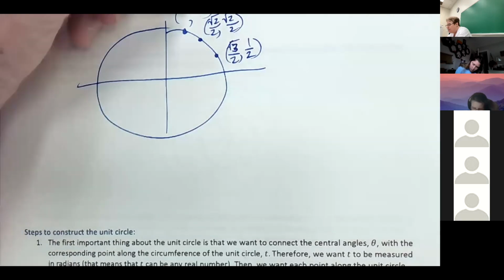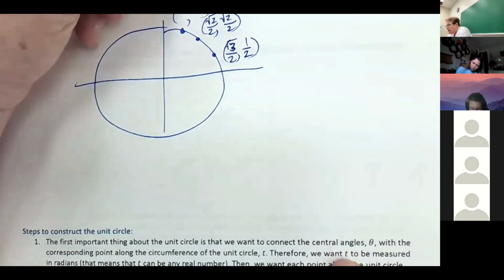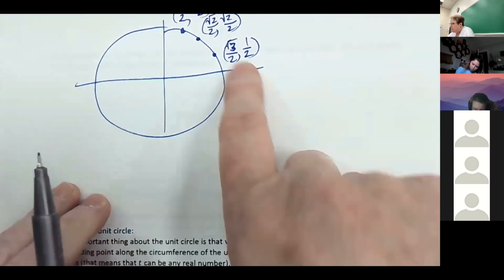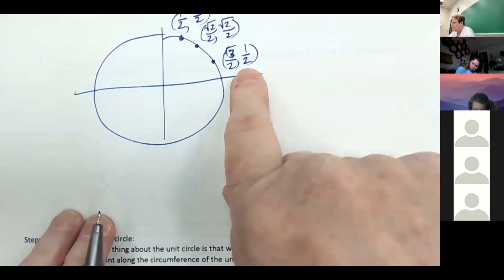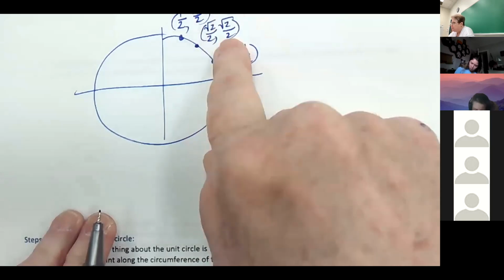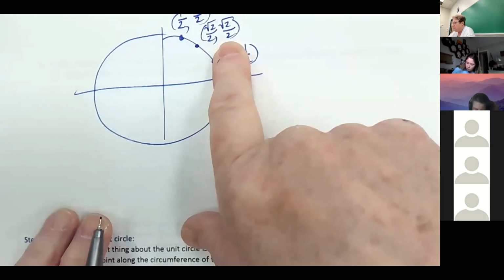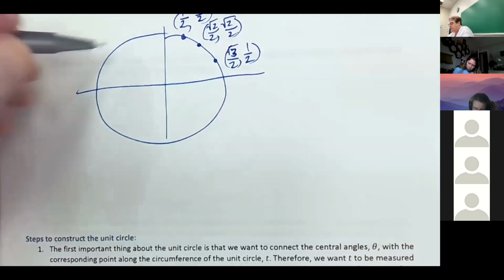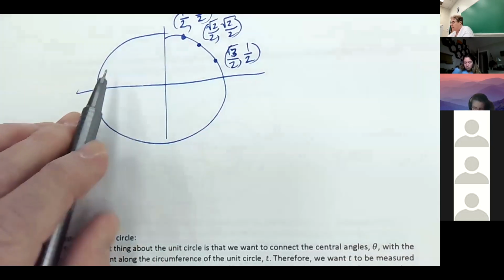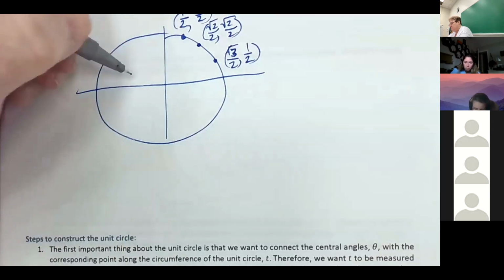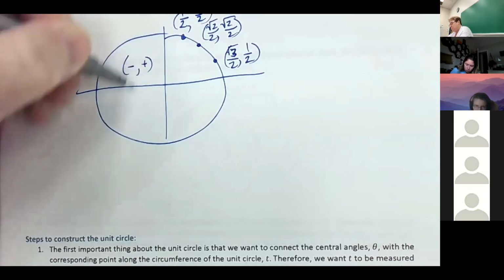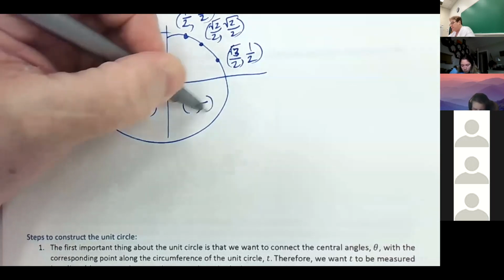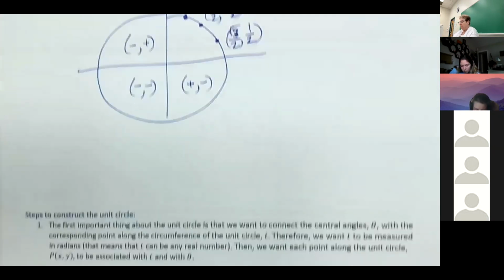Those always go together. So here the first one is 1/2. The second one must be square root of 3 over 2. Square root of 3 over 2 and 1/2 go together. Square root of 2 over 2 and square root of 2 over 2 go together. And then it extends to the other quadrants if you change the sign. Okay.